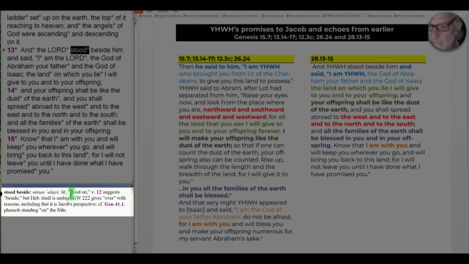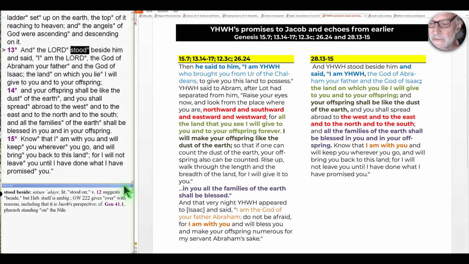The term here for stood means stood on, and it's exactly the same as what we hear in Pharaoh's dream in chapter 41, verse 1, that Joseph is called upon to interpret, that Pharaoh is standing on the Nile. The translation in the NRSV says by the Nile, because it makes no sense to have him standing on the Nile, but it's a dream. And standing on indicates dominion, power over. And so as Pharaoh stood over the Nile, Yahweh stands over Jacob, exercising dominion.